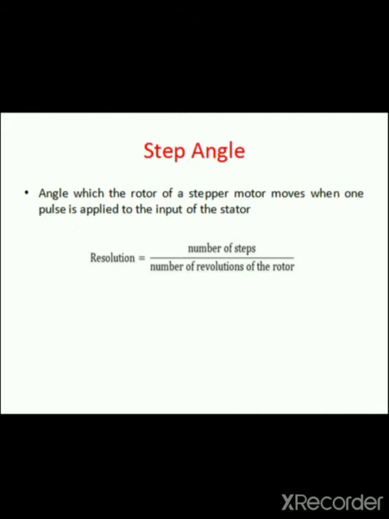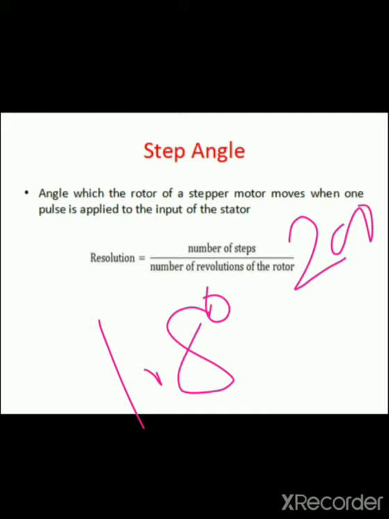Some precision motors can make 1000 steps in one revolution with a step angle of 0.360 degrees. A standard motor will have a step angle of 1.8 degrees with 200 steps per revolution.